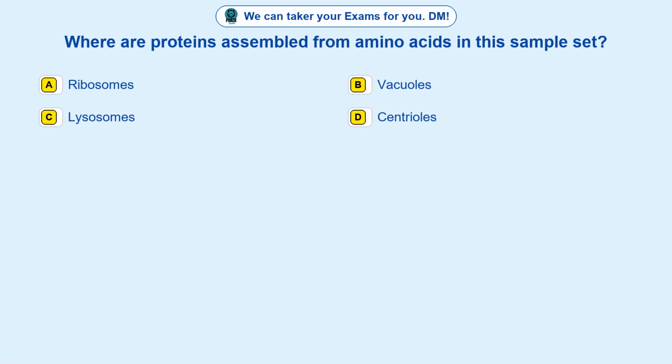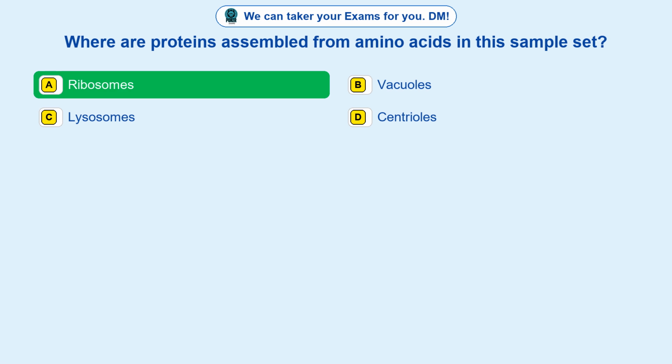Question 9. Where are proteins assembled from amino acids in this sample set? Option A, ribosomes. Option B, vacuoles. Option C, lysosomes. Option D, centrioles. The correct answer is option A, ribosomes.